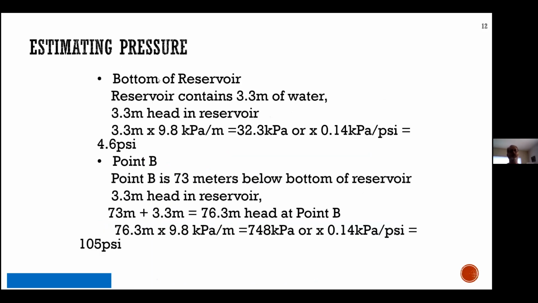So, for instance, the bottom of the reservoir contains 3.3 meters of water, which translates by multiplying times 9.8 kPa is 32.3 kPa. And then we look at point B. Again, all we're doing is changing the elevation. 73 plus 3.3 because we have 3.3 meters of water in the reservoir. And then we create 76.3 meters of head.